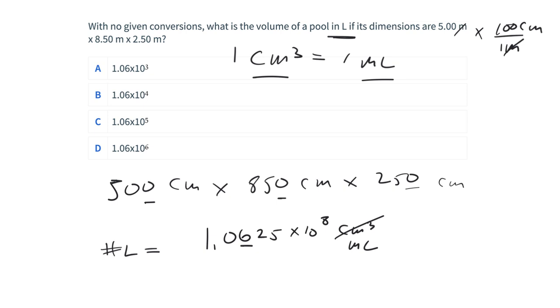And then the last conversion I need to get to liters is milliliters into liters. There are 1,000 milliliters in a liter, so I just need to divide by 1,000. That'll be 1.06, to go to proper sig figs, times 10 to the 5 liters.